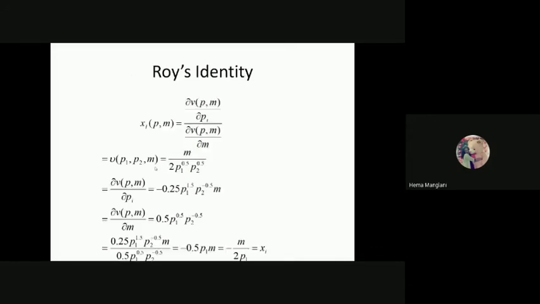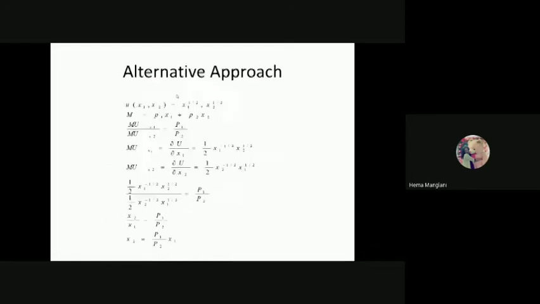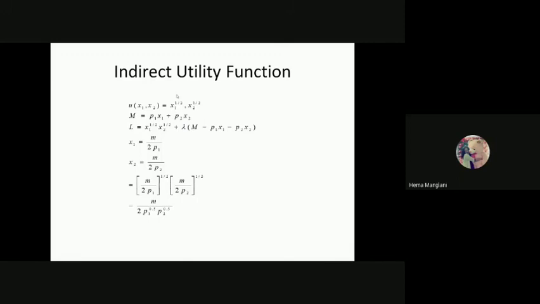Now, we also should know about the Roy's identity. Okay, what does the Roy's identity exactly talk about? This is actually related to the indirect utility function. There was an economist who gave the proof that from the indirect utility function itself, you can reach your demand function.